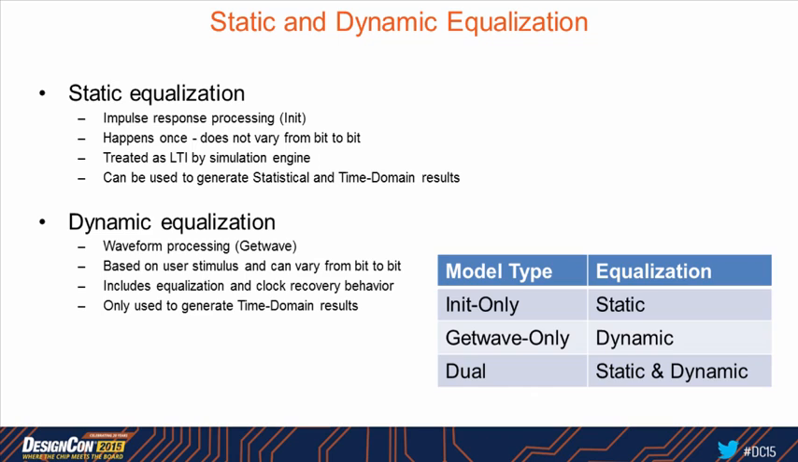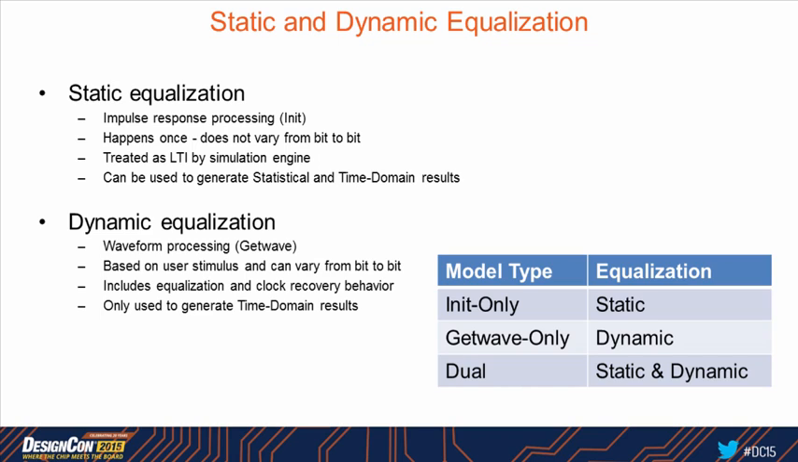So another way to look at this perhaps is to think about impulse response processing and waveform processing as a static or a dynamic equalization problem. When we have a model that only processes an impulse response, what we do is we give it an impulse response of the channel, it adds its equalization, and it gives us back a modified impulse response. So it's something that only happens once. In a statistical simulation, there is no bit pattern. There's only a pulse that gets put through a convolution engine, and an eye diagram gets produced from that. And so consequently, the equalization only happens once. There's nothing that happens on a bit-by-bit basis.